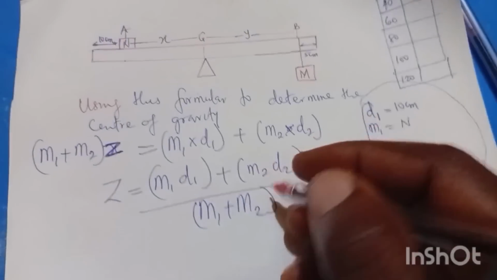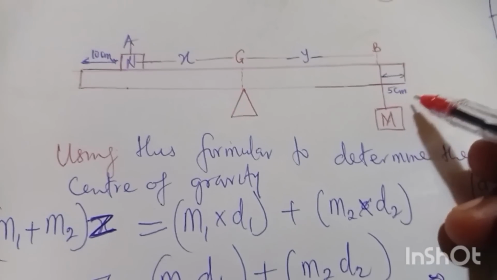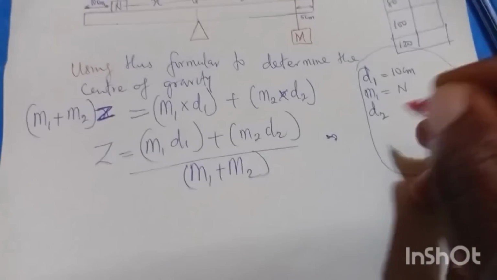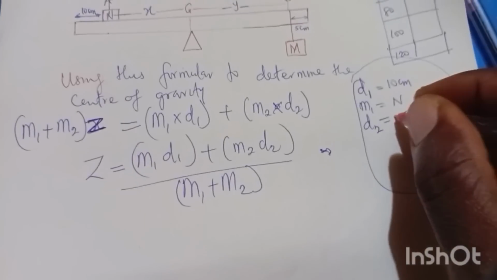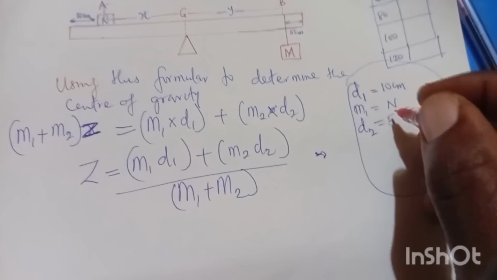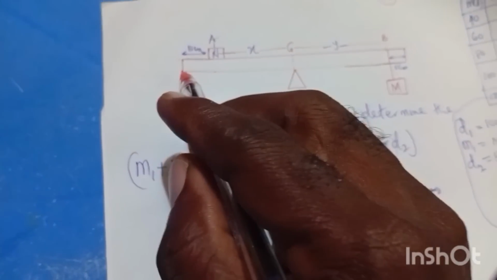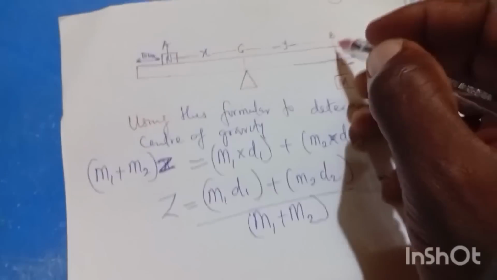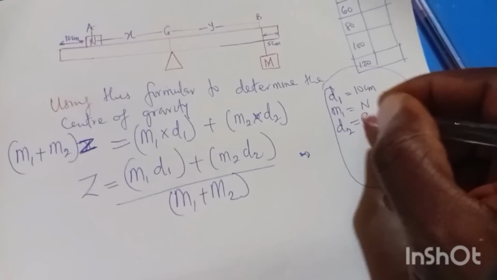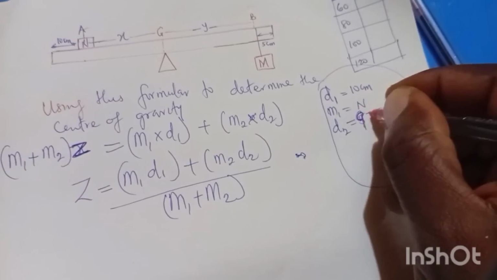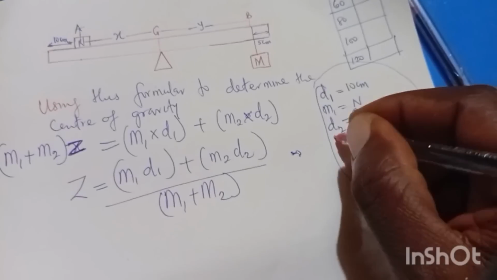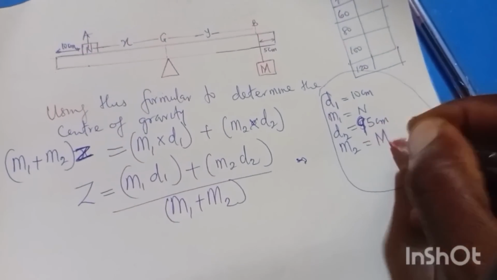For my d2, this side, the last edge, is 5 centimeter. That's what is symbolizing my d2. But I will not write 5 centimeter because I'm following a trend of from 0 to 100. So this 5 is on 95. And my m2 is your variable m, capital M.